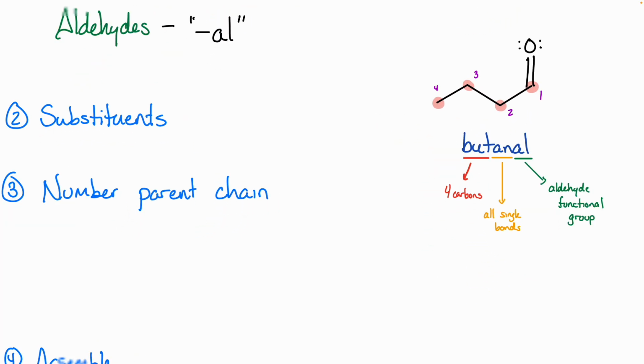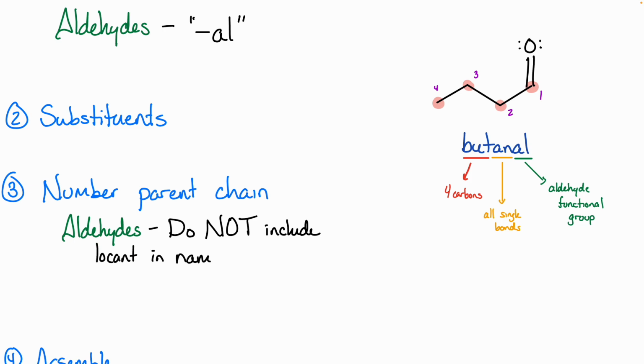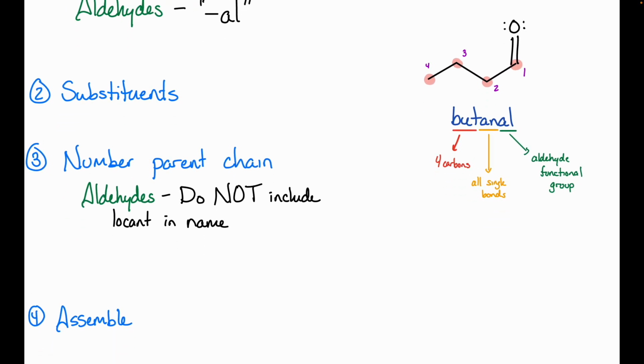So for aldehydes, we've seen this before, and we'll see it again. For aldehydes, we do not have to include the locant in the name. Do not include locant. So this thing here isn't 1-butanal, but just butanal. Again, with aldehydes, there's no ambiguity as to where you put that carbonyl group. You're always putting it on carbon 1.